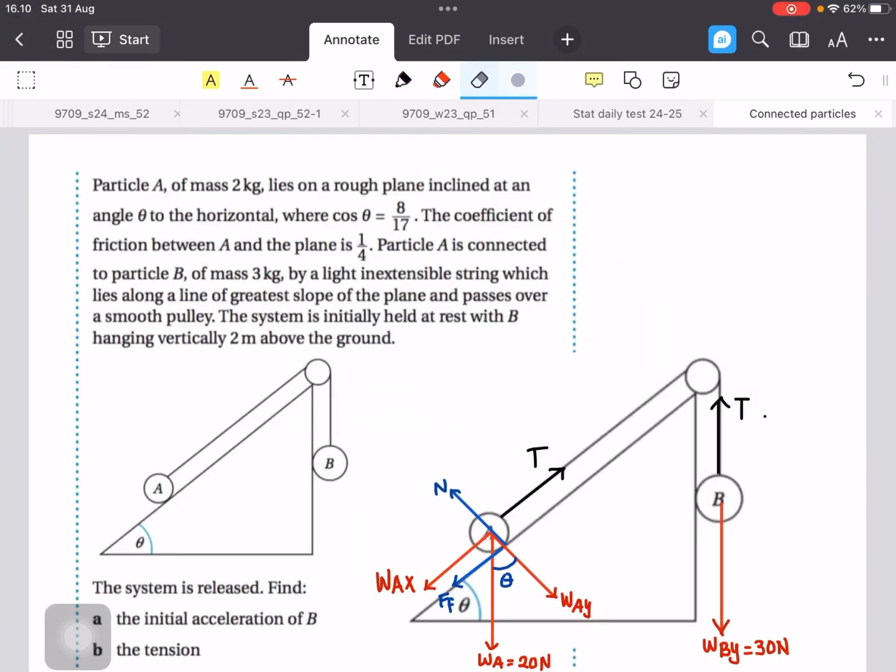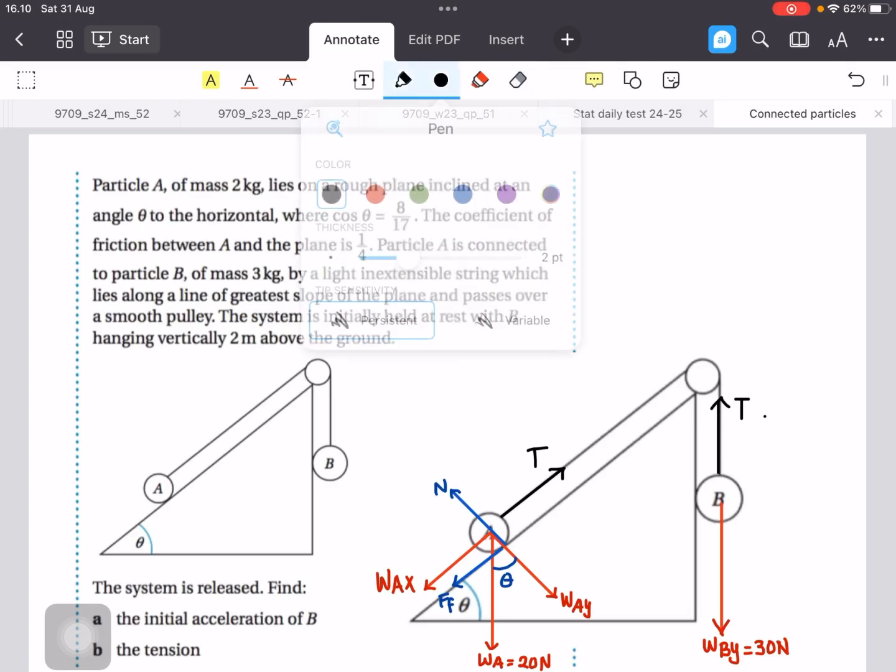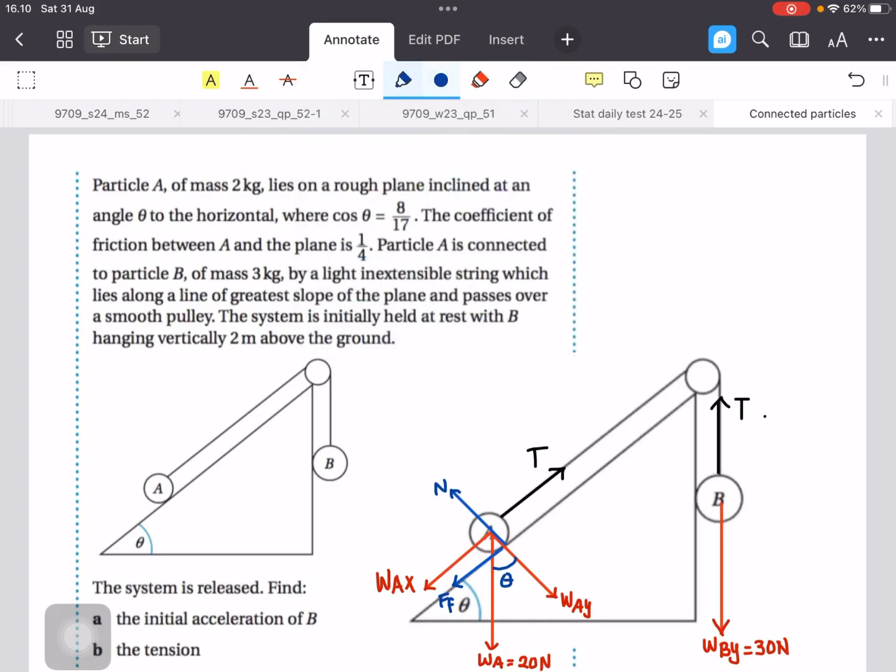So students, this is the second question about connected particles. Let's read the question together. Particle A of mass 2 kilograms lies on a rough plane inclined at an angle theta to the horizontal, where cos theta is equal to 8/17. The coefficient of friction between A and the plane is 1/4.